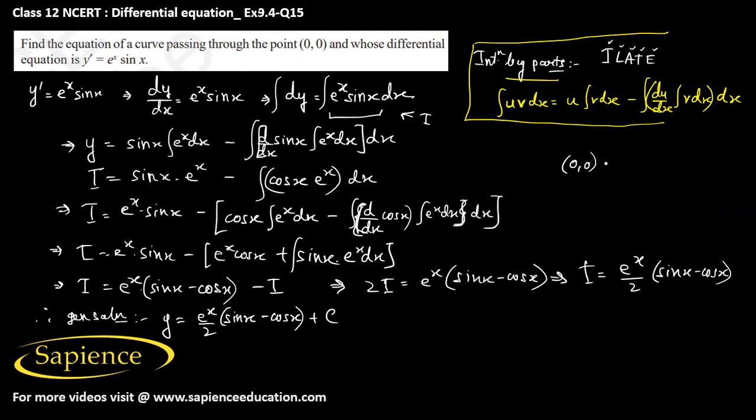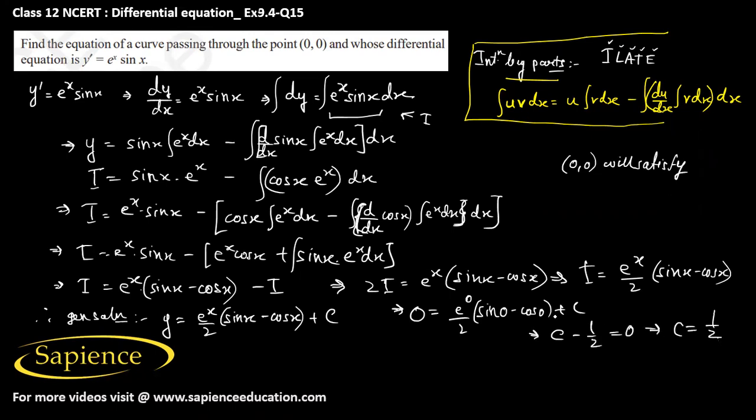So 0, 0 will satisfy this curve. So if I put x equal to 0, then y will be 0. So 0 equals e power 0 by 2 into sine 0 minus cos 0, plus c. We know that e power 0 is 1, sine 0 is 0, and cos 0 is 1. So c minus half equals 0. It means c will be equal to half. Have you understood? c will be equal to half.